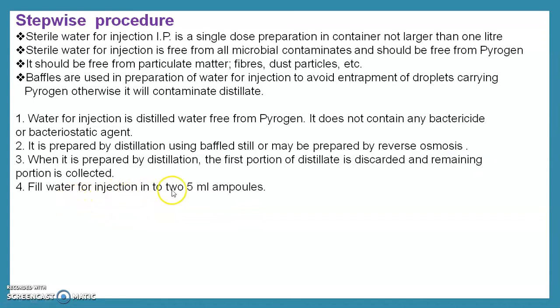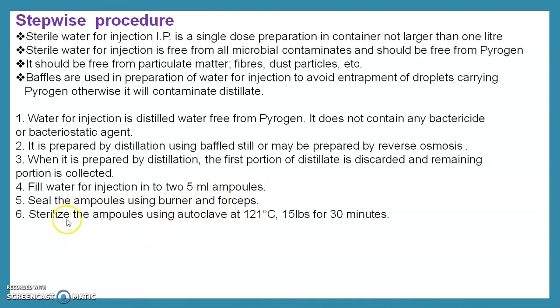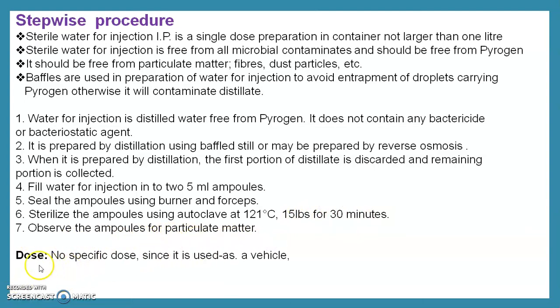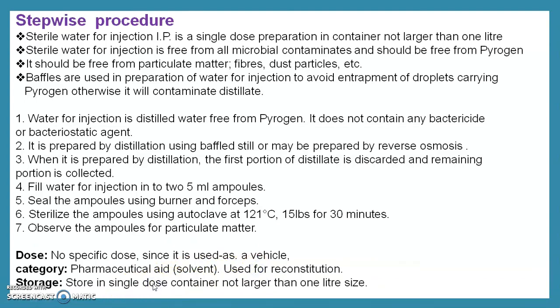Fill the water for injection into the 10 ml ampoules. Seal the ampoule using the burner and the forceps. Sterilize the ampoule using the autoclave at 121 degrees Celsius, maintaining 15 lbs pressure for 30 minutes. Observe the ampoule for particulate matter. Dose: no significant dose since it is used as a vehicle. Category: pharmaceutical aid used for reconstitution. Storage condition: store in a single dose container not larger than 1 liter size.